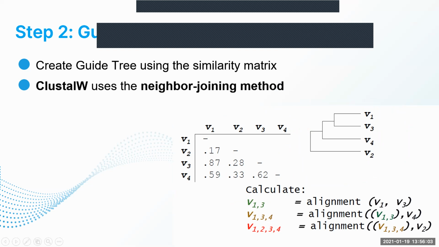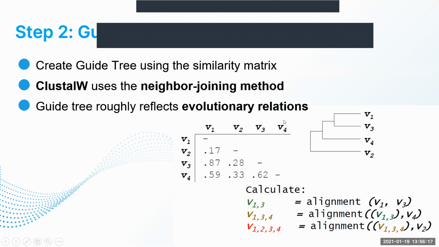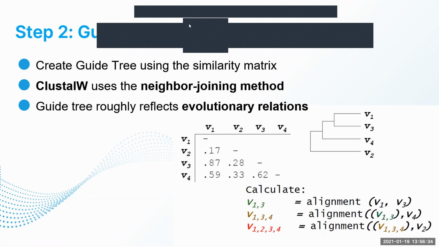As I said before, we have a different algorithm called ClustalW. In ClustalW, we simply use this neighbor joining method to create this phylogenetic tree. This guide tree basically reflects some evolutionary relations, some rough relations about how the evolution begins. If we have two sequences like these, we can tell the separating point is like this.